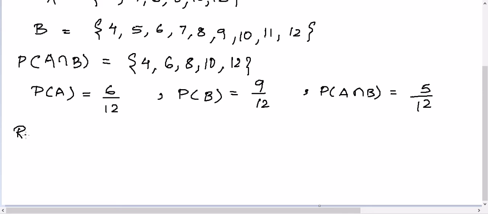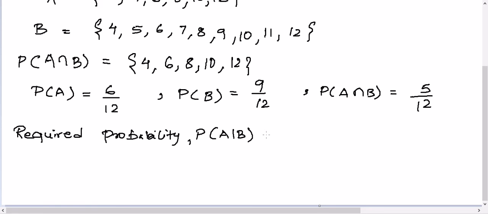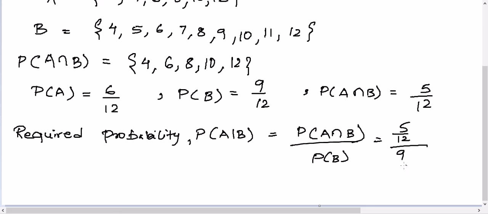So guys, now we'll find the required probability. The required probability will be P(A given B), that will be P(A intersection B) divided by P(B). That is 5 by 12 whole divided by 9 by 12. That will be 5 by 9. That's the answer, guys. Thank you.